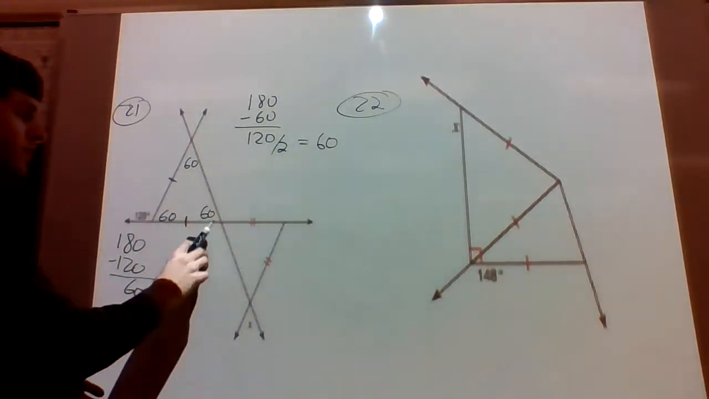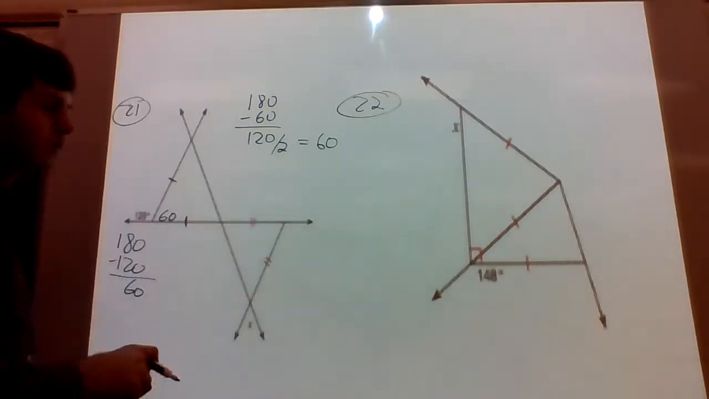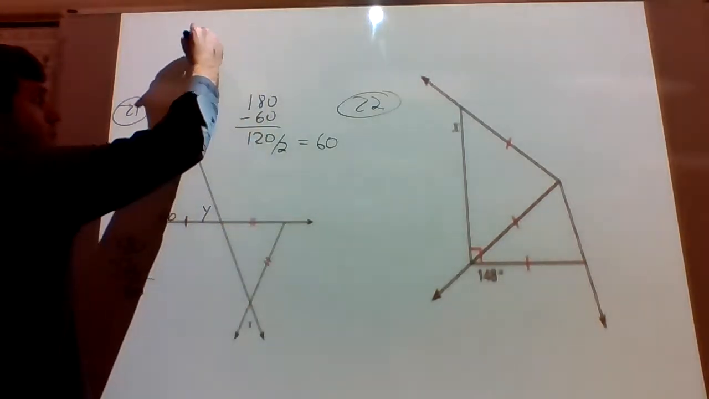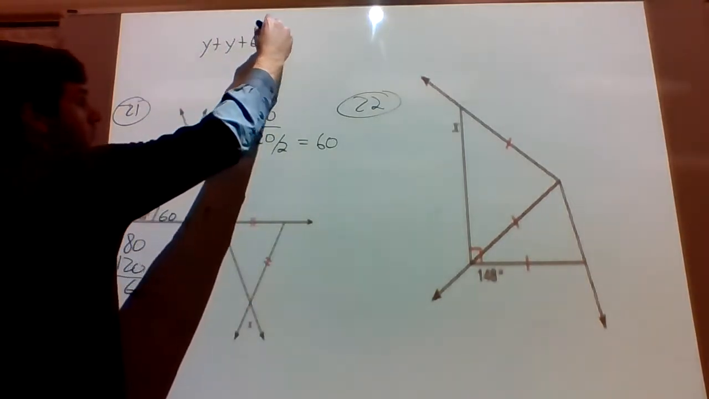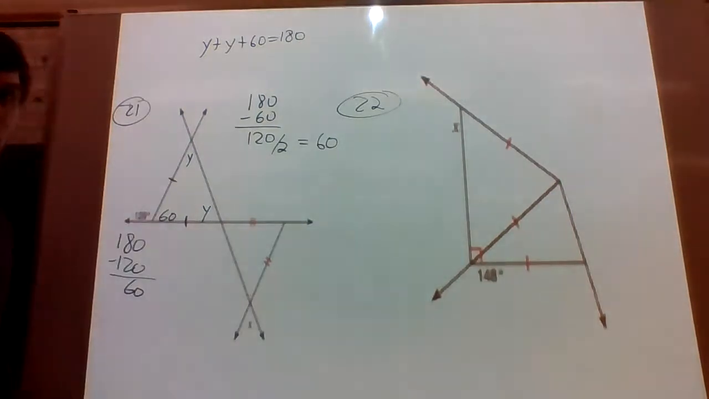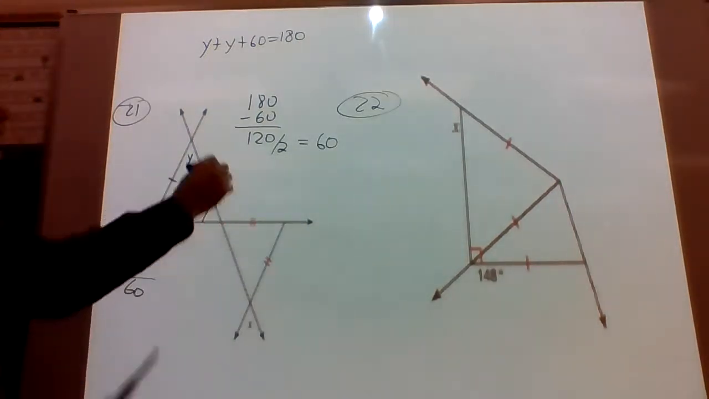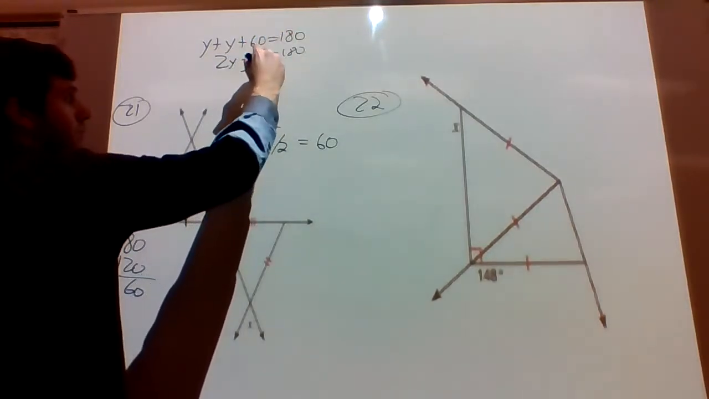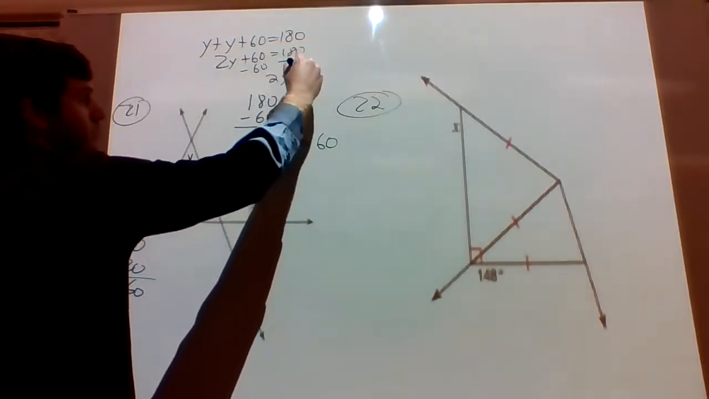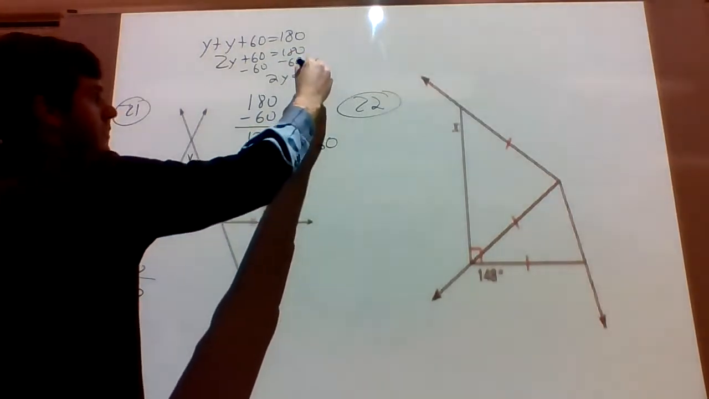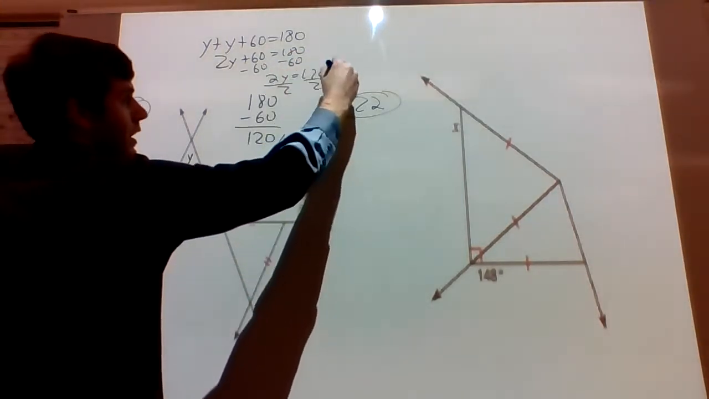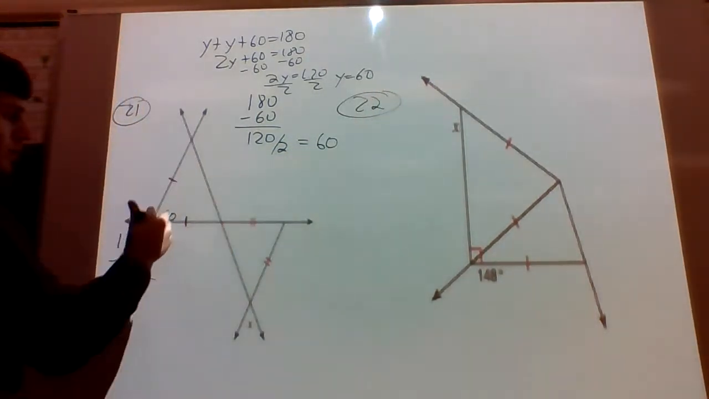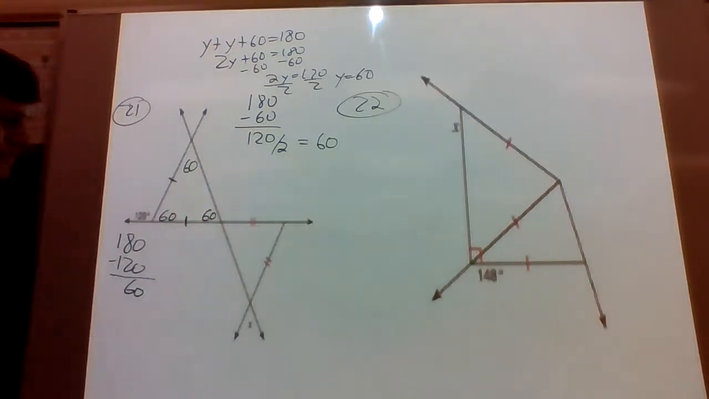Okay. The other way you can do it, if you're not comfortable with that, is we can put in a variable. We can say y and y. We know y plus y plus 60 equals 180. Three angles of a triangle add up to 180. So we have 2y plus 60 equals 180. Subtract 60. 2y equals 120. And then divide by 2, and we get y equals 60. So either way, whatever you're comfortable with, we're going to get 60 and 60.